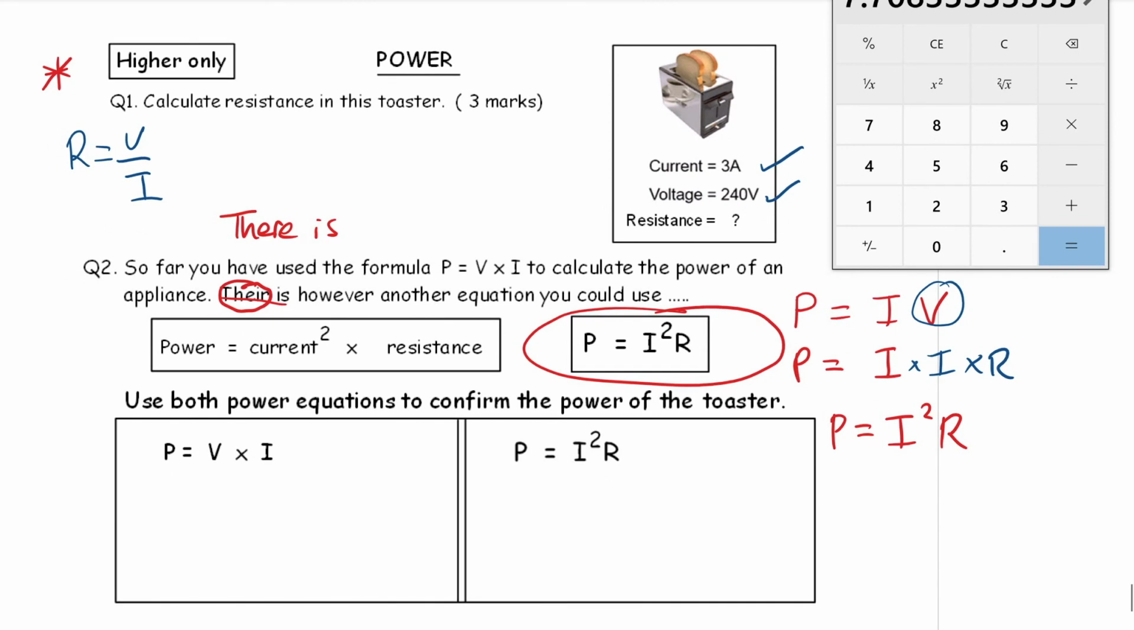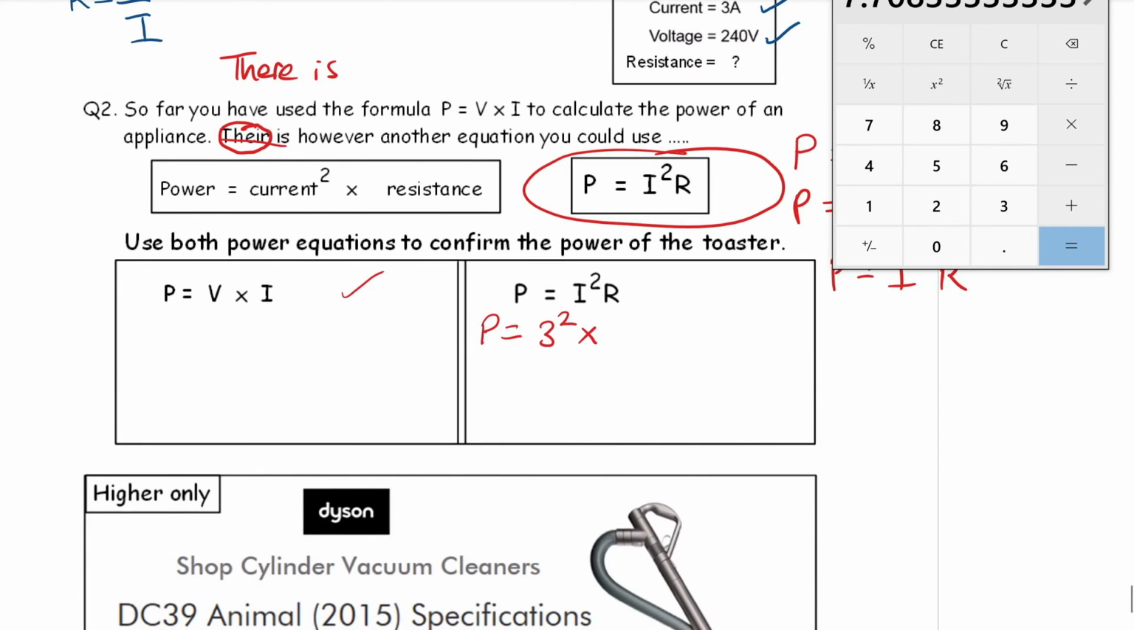Use both equations to confirm the power of the toaster. Well, you can do that one. I'll do this one because it's a new equation. The current is 3, so I do 3 squared times R. Oh, we need to work out what R is first of all in order to do that. Well, you can do that. You get your value for R from question 1 and you put that in here. And you should find that the answer you get here and the answer you get here are the same.